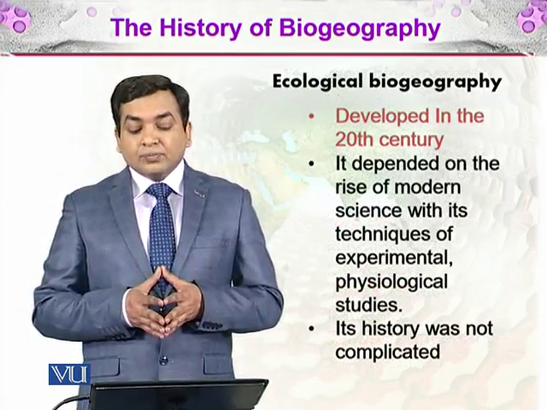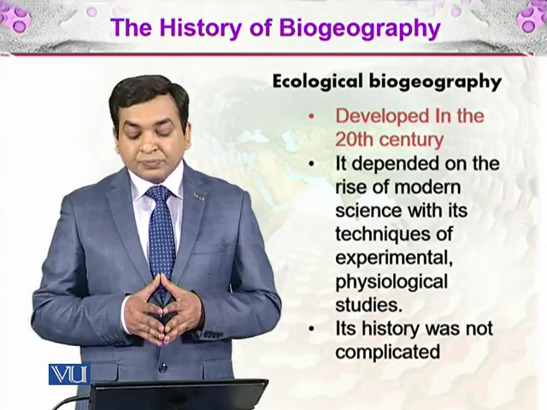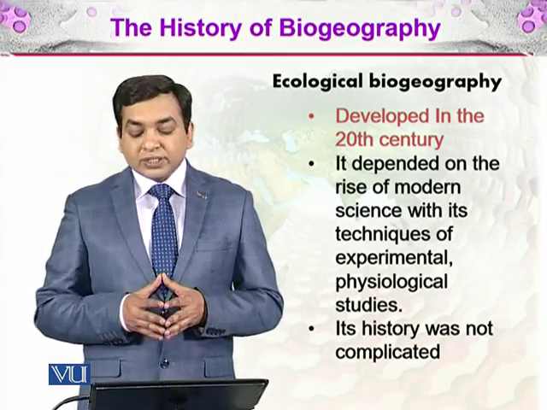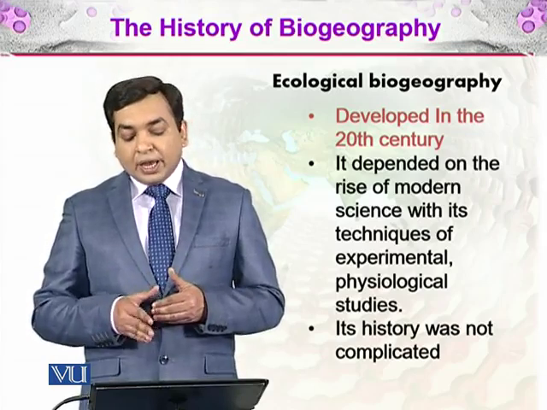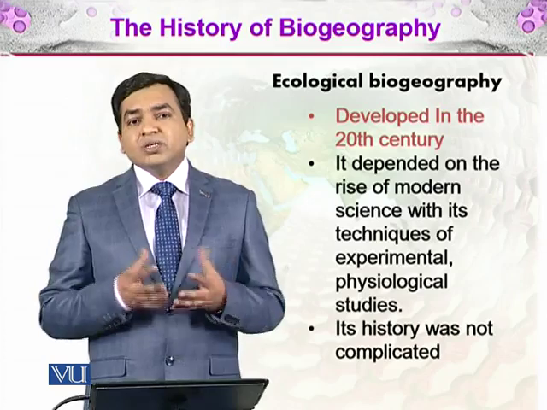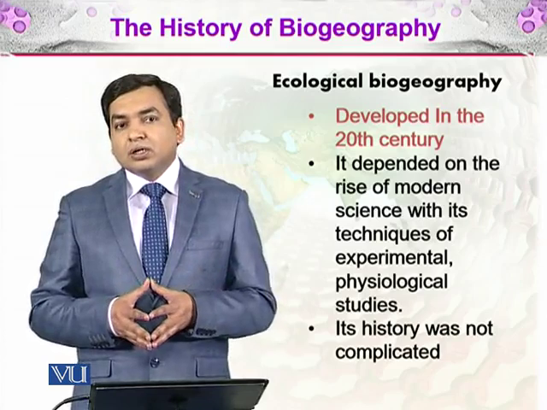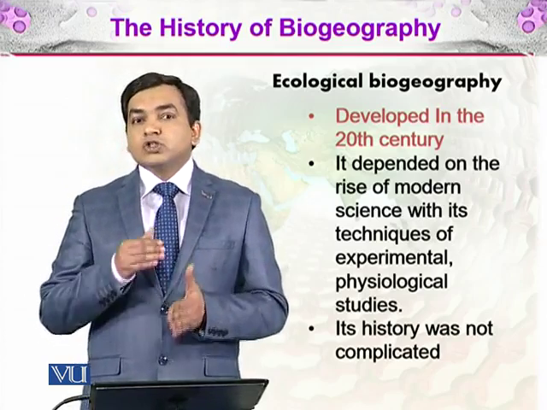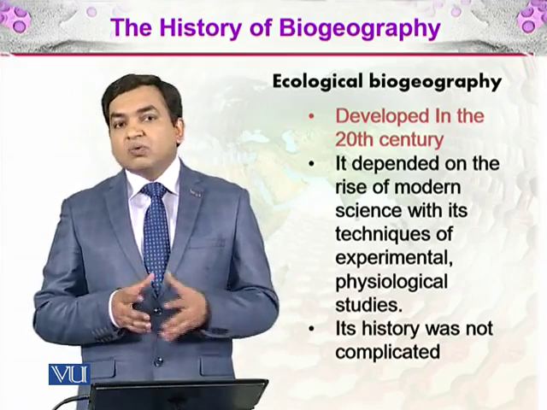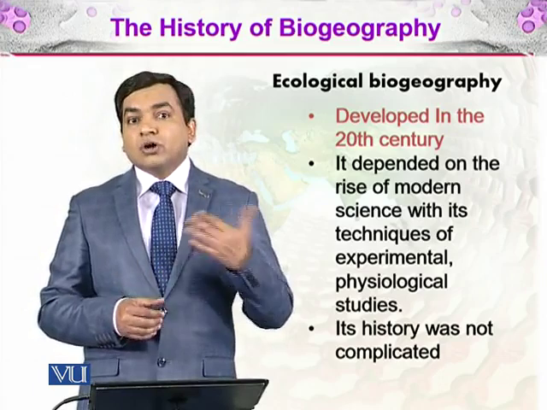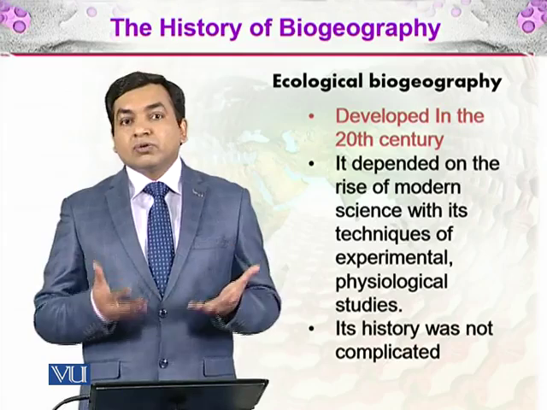And then ecological biogeography was much more developed in the 20th century. It depended on the rise of modern science with its techniques of experimental physiological studies. And its history was not complicated. What was the reason that ecological biogeography was much easier to study? That was because there was not any pressure on this science. This was about ecology. This was not about history. This was not about the origin of life. This was just about how life is present in different parts of the world today.